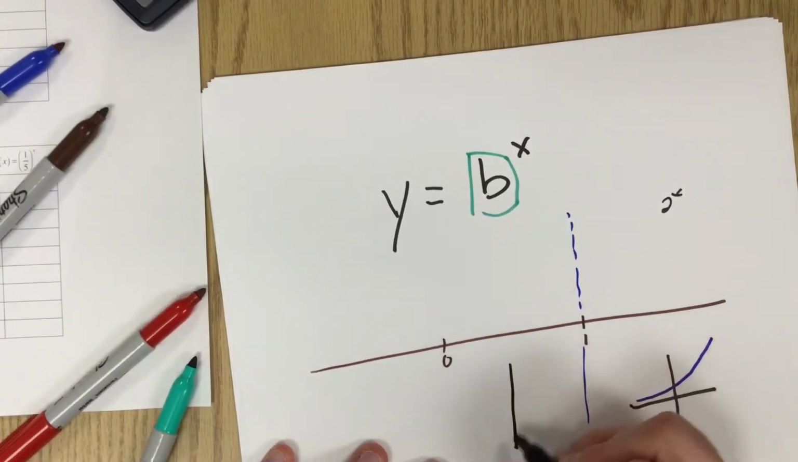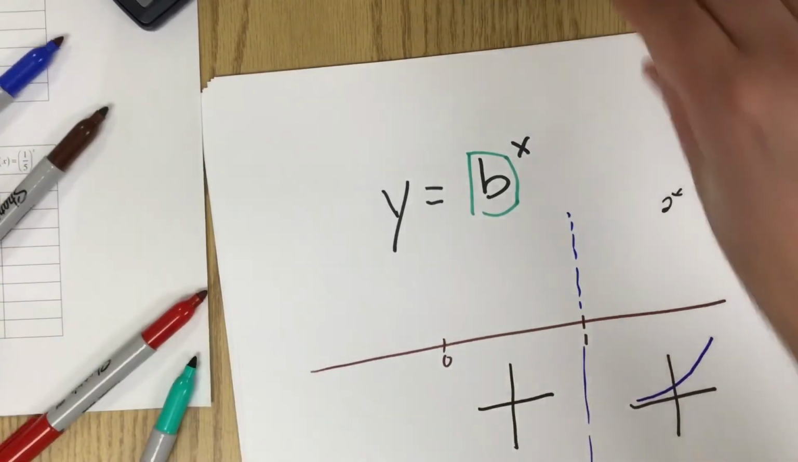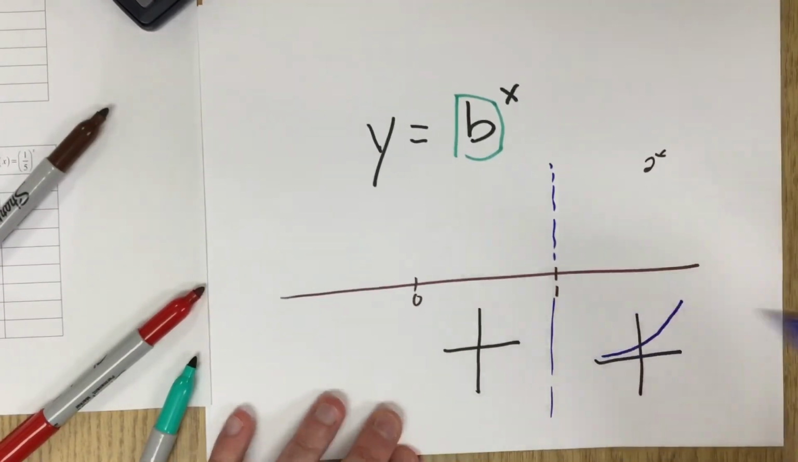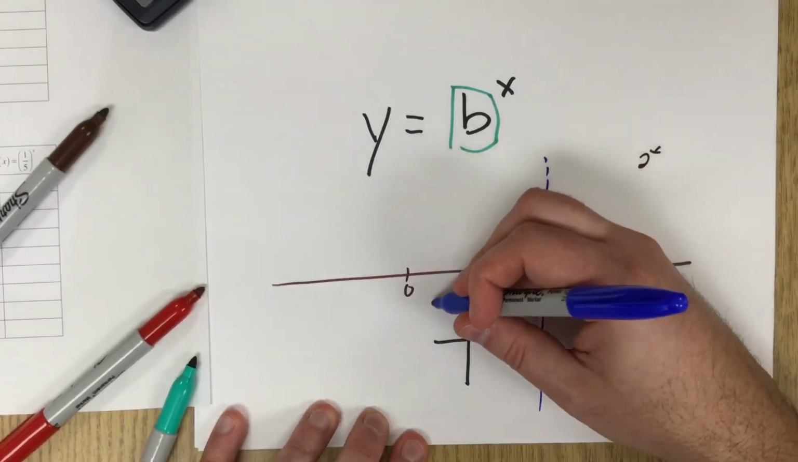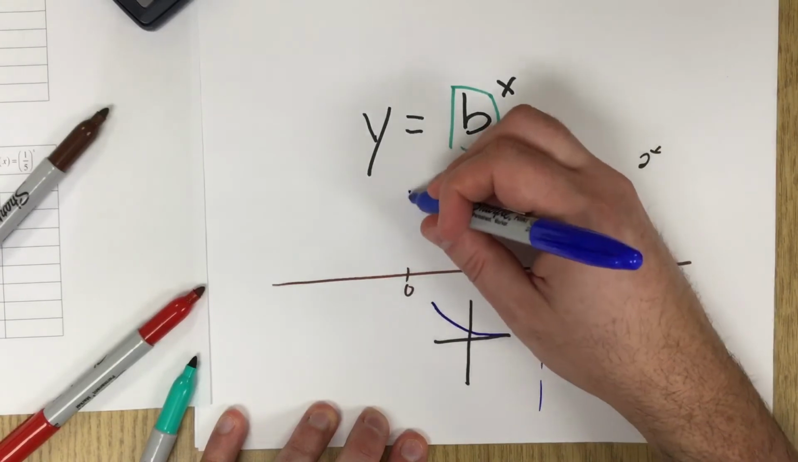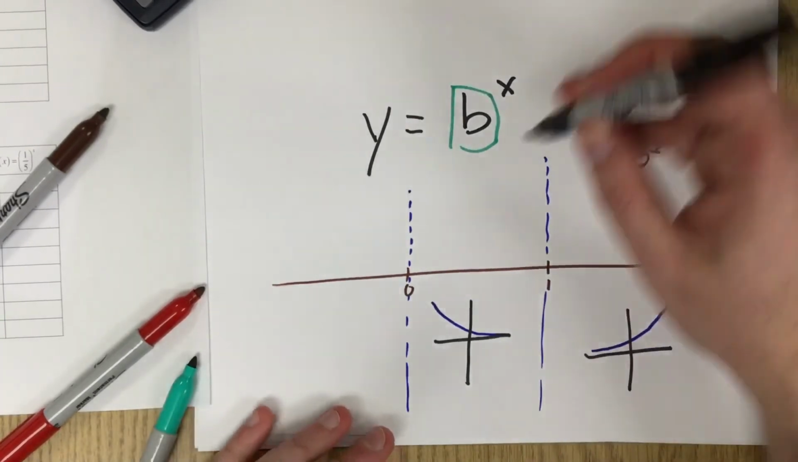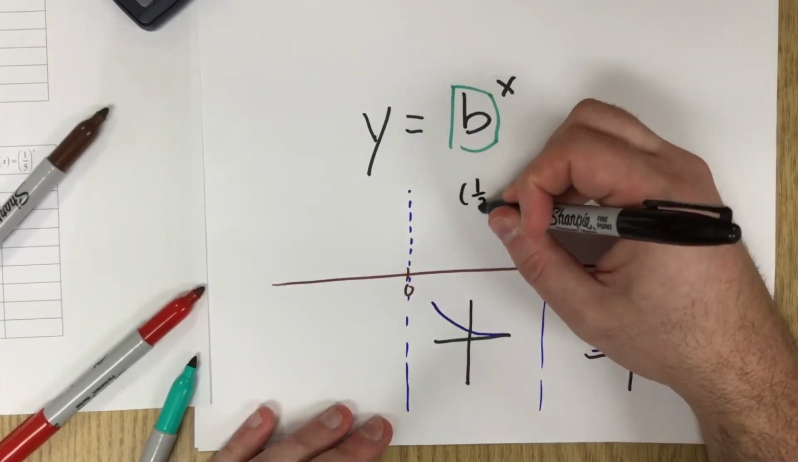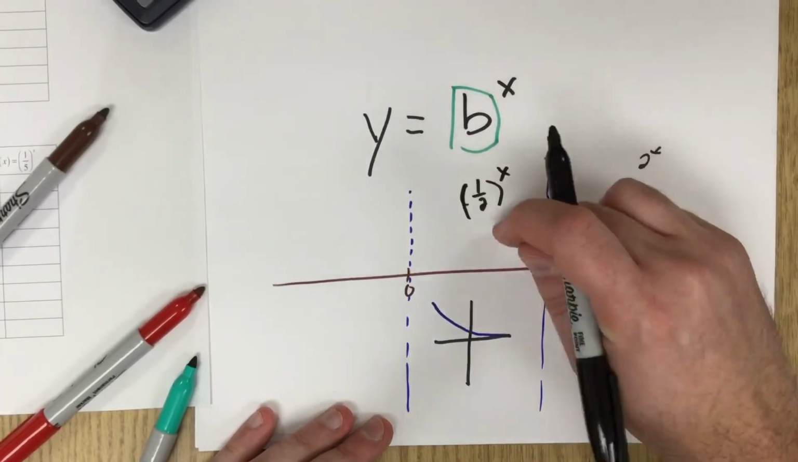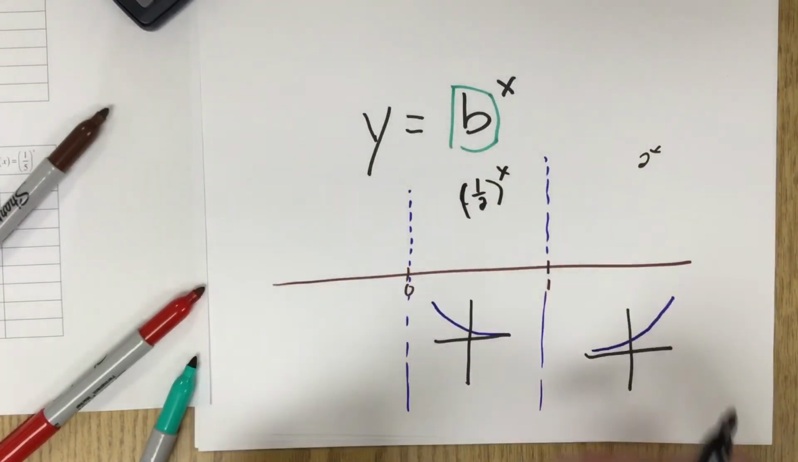If it's between 0 and 1, then it's going to be decreasing. I'll put some cutoffs over there. So if it's between 0 and 1, it's going to be decreasing. That, for example, was 1/2 to the x. So the base was between 0 and 1.